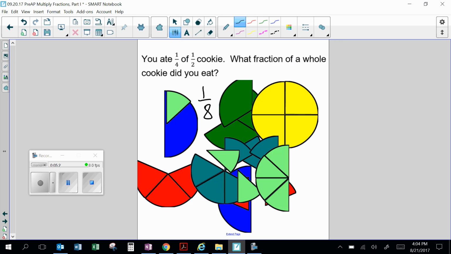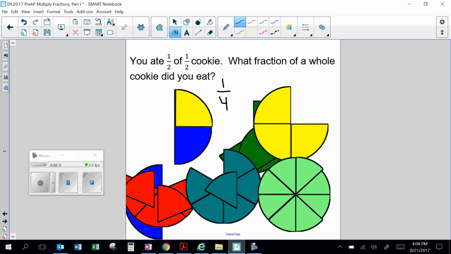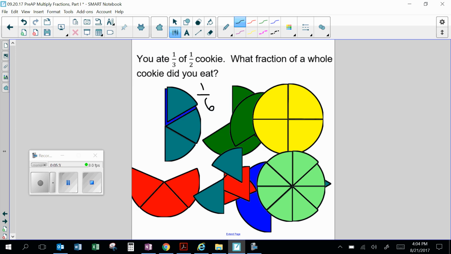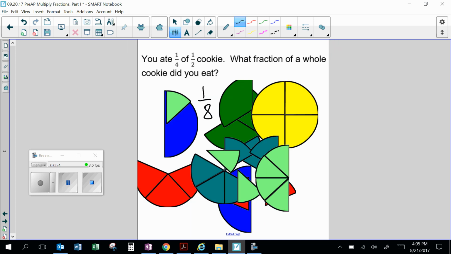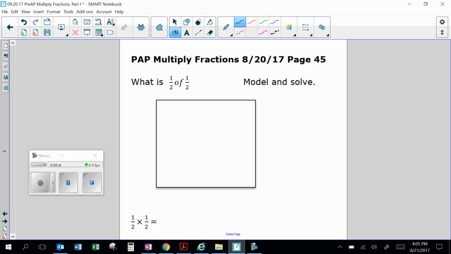Do you know an algorithm, a shortcut on how I got this? How did I get half of half to 1/4? How did I get 1/3 of half of a cookie equal 1/6? How did I get 1/2 of 1/4 as 1/8? How did I get 1/4 of 1/2 as 1/8? Well, we are going to be learning that today.